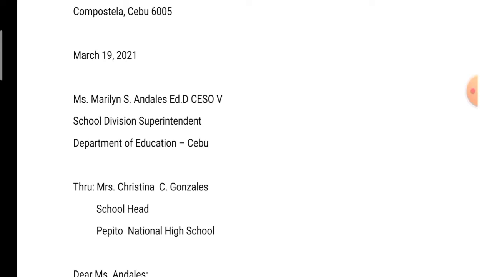Andales, Ed.T, CESOV, and below her full name will be her designation or position. She is the school division superintendent. Below her designation will be the department or supposedly a company. But since we're talking about a government sector, we'll include the complete sector, government sector. So we have Department of Education dash Cebu. If you want, you can also include the complete address of the division's office.